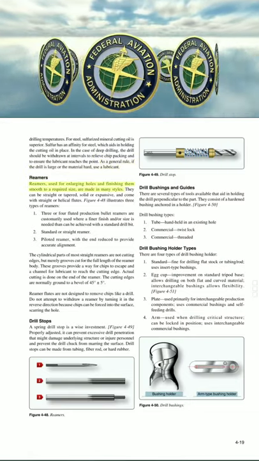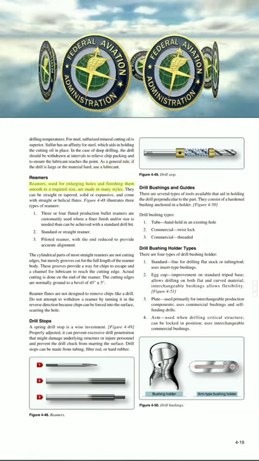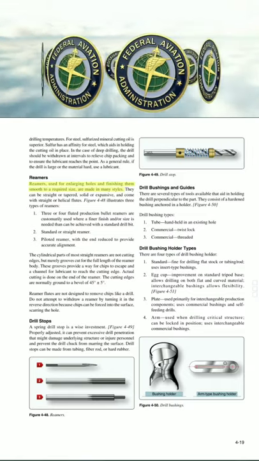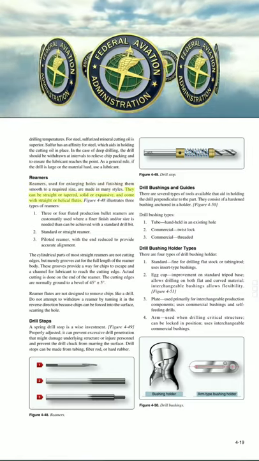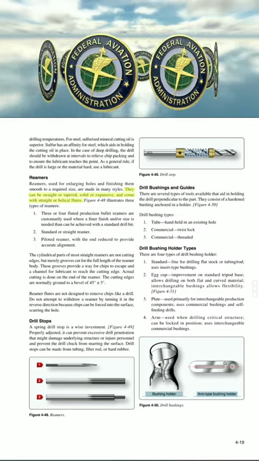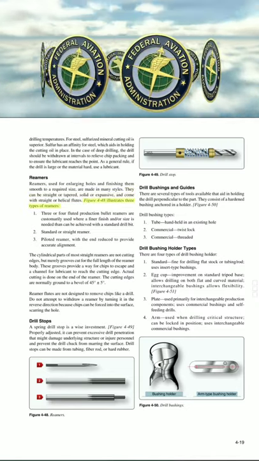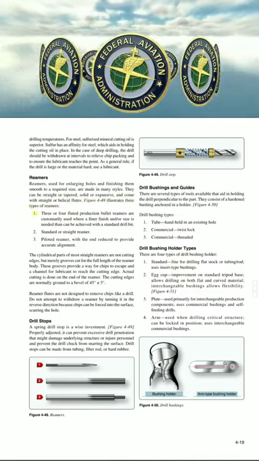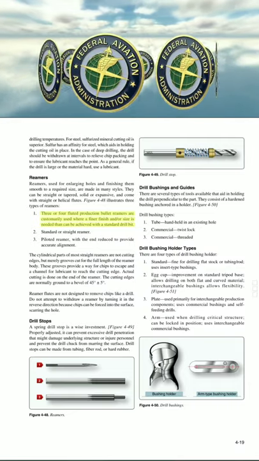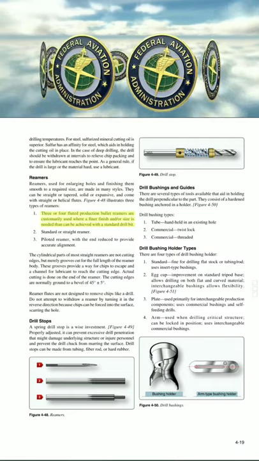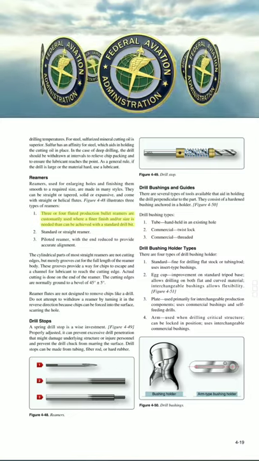Reamers. Reamers, used for enlarging holes and finishing them smooth to a required size, are made in many styles. They can be straight or tapered, solid or expansive, and come with straight or helical flutes. Figure 4-48 illustrates three types of reamers. 1. 3 or 4 fluted production bullet reamers are customarily used where a finer finish and/or size is needed than can be achieved with a standard drill bit.